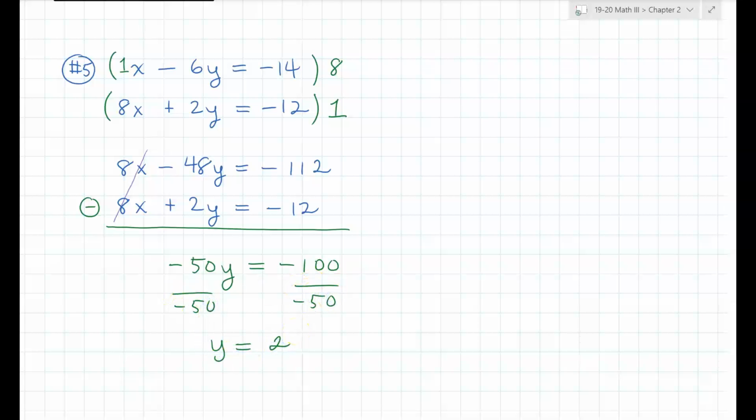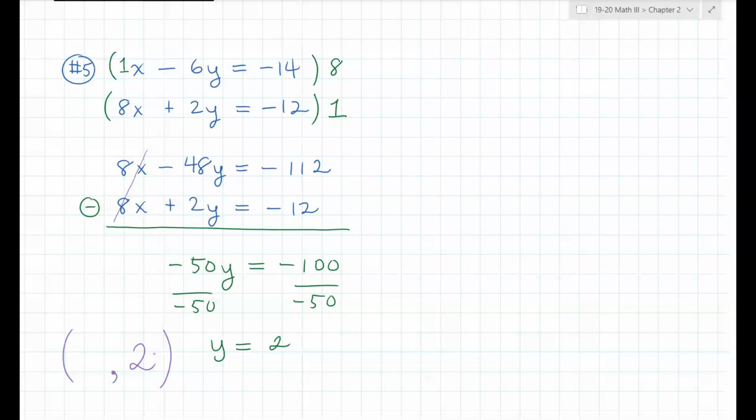2. So notice I'm going to make another little coordinate pair right here, and I know that y is equal to 2. Now I just got to figure out what x is. So go back to your original equations. You have a top equation, which is x minus 6y equals negative 14, and a bottom equation, which is 8x plus 2y equals negative 12. You pick one and you plug in your y value.